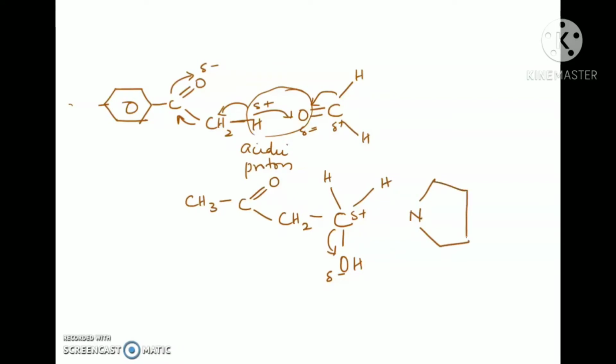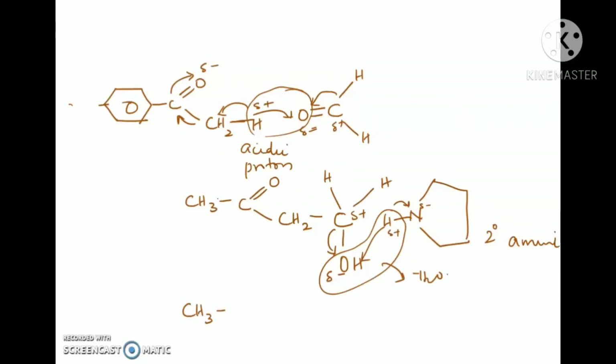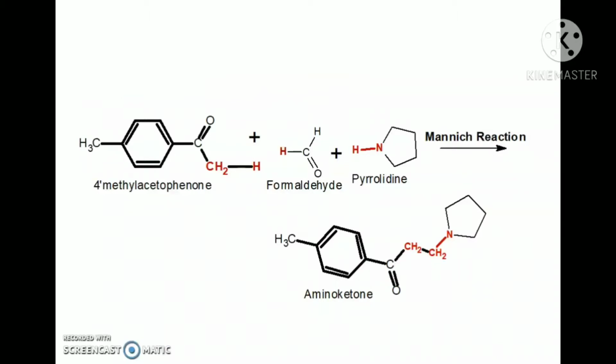Okay, and the next step is that the secondary amine, pyrrolidine, reacts with the hydroxyl group, and water is eliminated. So this reaction is just like an aldol condensation reaction, and aminoalkylation takes place, and the product obtained as a result of the Mannich reaction is a beta amino carbonyl compound, or a beta amino ketone.